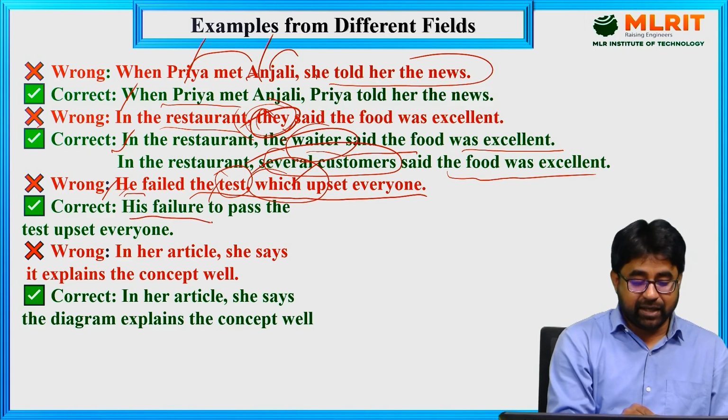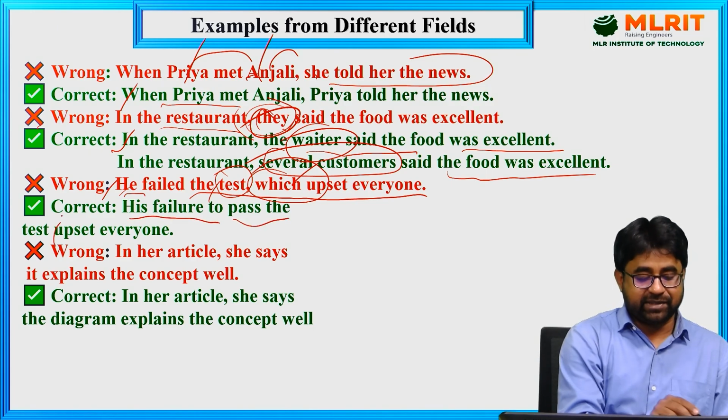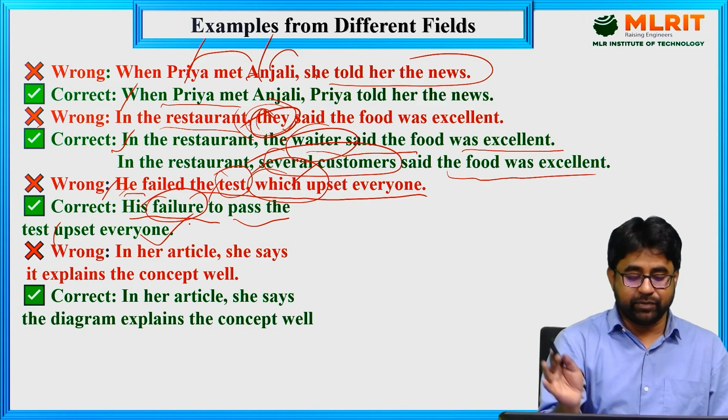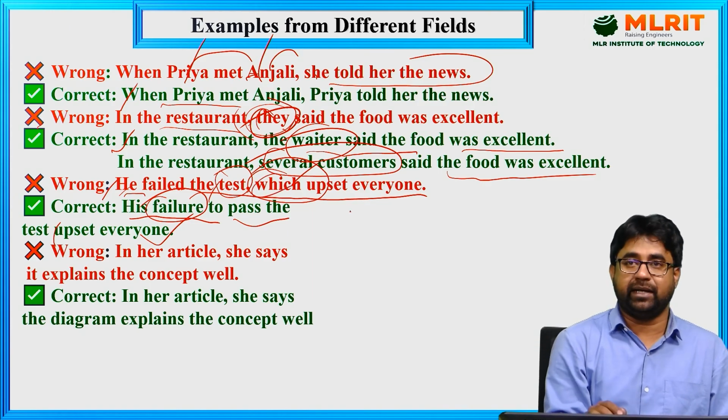His failure to pass the test upset everyone. Now it is clear that I am talking about failure. So I am not using any pronoun at all in this case.